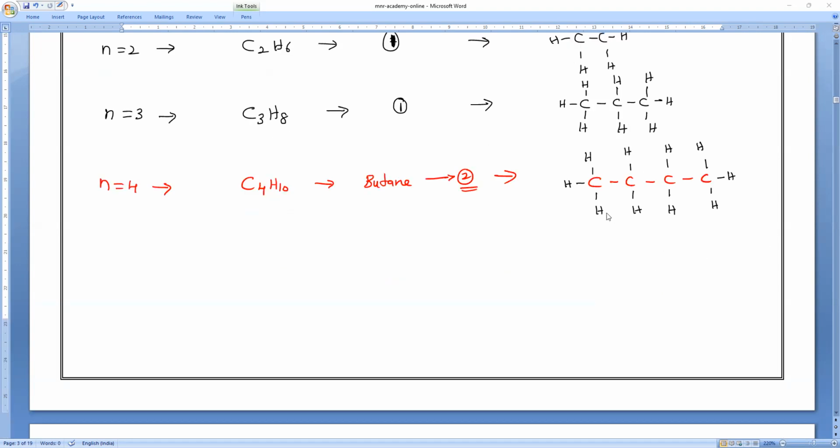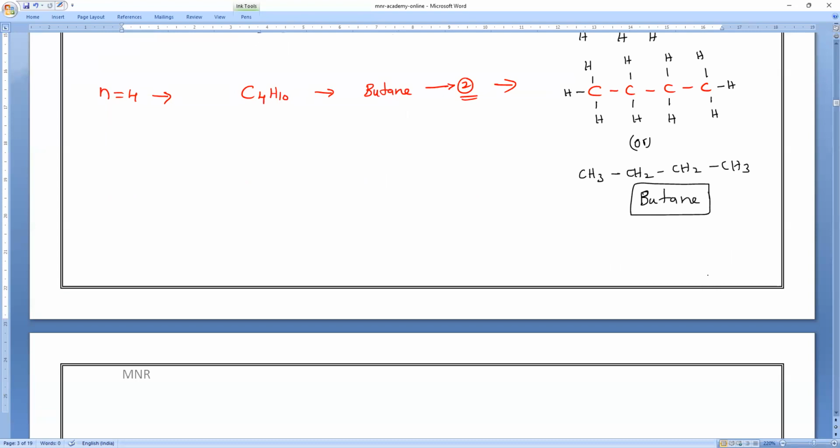What is the name of this one? Write the condensed structural formula. Speak loudly. CH3, CH2 single bond, CH2 single bond, CH3. So this is butane, the first isomer.